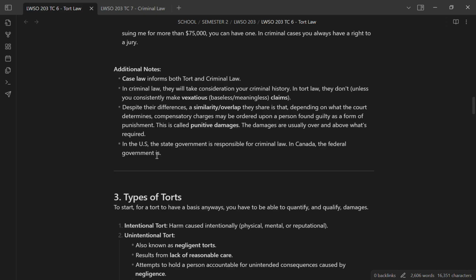In criminal law, they'll take consideration of your criminal history. In tort law, they don't. Unless you consistently make vexatious claims or baseless and meaningless claims. If they see that you're prone to making meaningless, kind of ridiculous, baseless, unnecessary claims on a consistent basis, they might look into your history. So don't. Is probably the best advice that I can give for that.